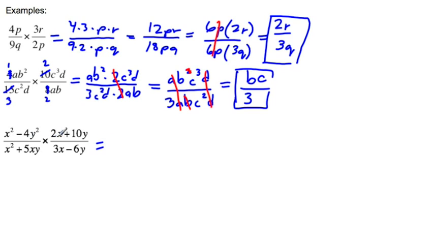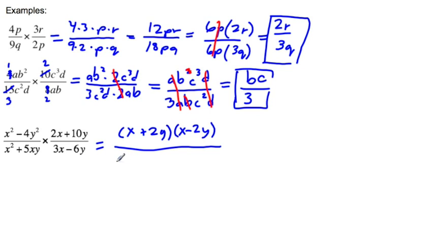I know x squared minus 4y squared is a difference of squares. So that's x plus 2y times x minus 2y. If you don't remember how to factor a difference of squares, go ahead and look back on the video on factoring difference of squares, factoring special products.